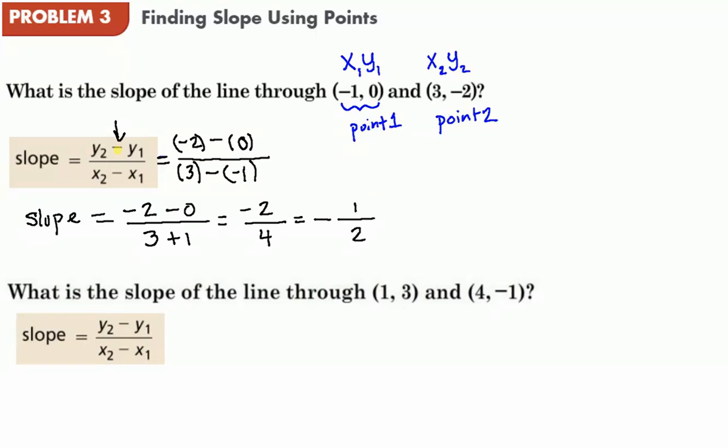Let's go ahead and continue with the second problem underneath. What is the slope of a line through (1, 3) and (4, -1)? Again, you want to label each point as x1, y1, x2, y2. And then we're going to go ahead and use the slope formula to find the slope. For y2, we're going to use negative 1 because this point is going to represent point 2.